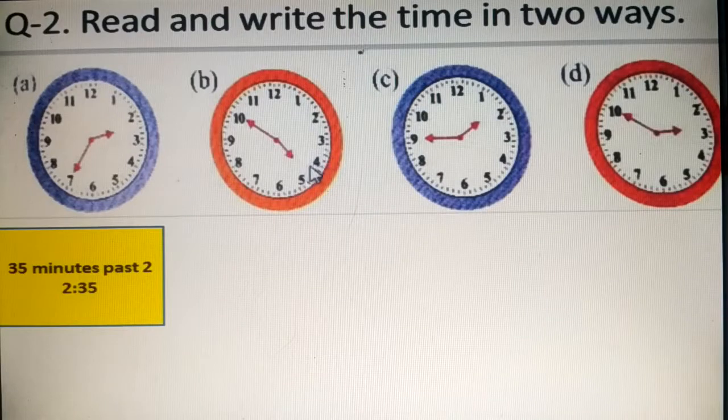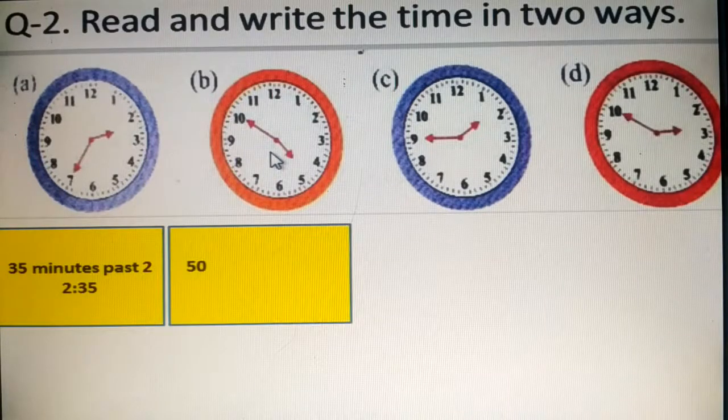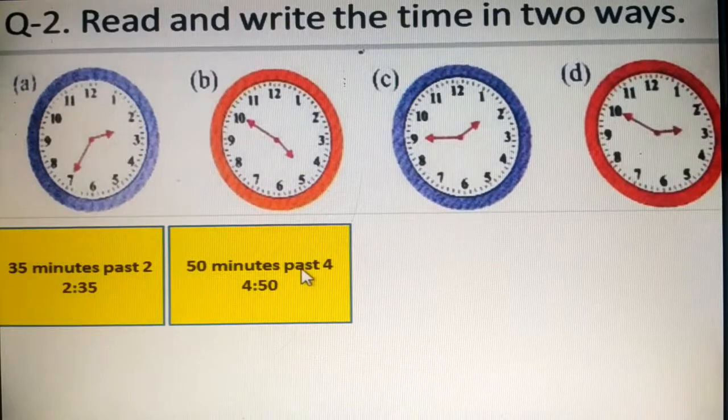In this one, the hour hand is in between 4 and 5. The minute hand is at 10. It means 10 5s are 50. You can say 10 minutes to 5, or you can say 4:50. It's 50 minutes past 4 and the second way is 4:50. 4 बजकर 50 minutes हो गए और 4 के साथ 50 minutes also spent हो गए. That's why 50 minutes past 4.